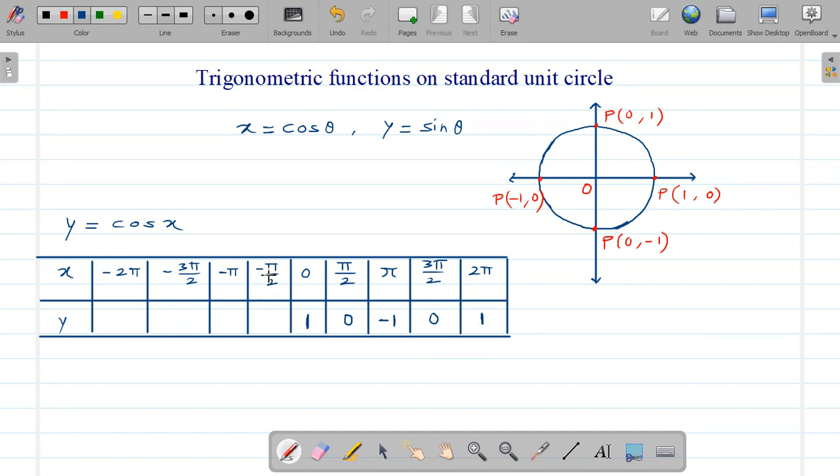Similarly for negative angles, cos of minus pi by 2 means we have to take the rotation in the clockwise direction like this. So cos of minus pi by 2 will be 0. See the x coordinate. Then cos of minus pi is minus 1. Then cos of minus 3 pi by 2 is equal to 0. And cos of minus 2 pi will be 1. So this is the table that is required to get the graph of the cosine function.